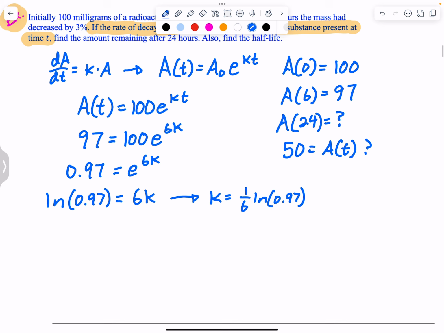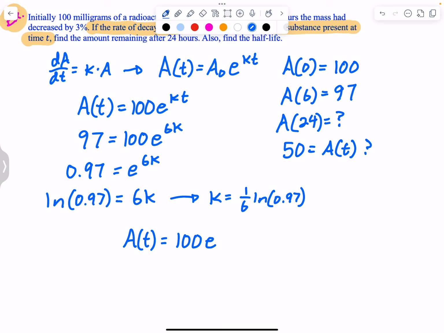So A of t then is equal to 100 e to the 1/6 ln of 0.97 t. So there's our actual equation. They want to know what it is going to be at 24. So we'll do A of 24, and I'm going to use my calculator for this.